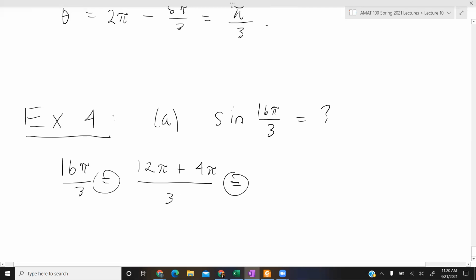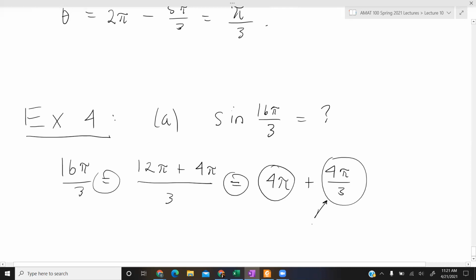And what I'm going to do is now divide 3 into both pieces in the numerator. So 3 into 12 pi is the same thing as 4 pi. And then we have 4 pi divided by 3. So 4 pi over 3 means you rotate the x-axis some amount, and then the 4 pi means you rotate basically 360 degrees twice. So you rotate all the way around the circle twice and land back at the same spot.